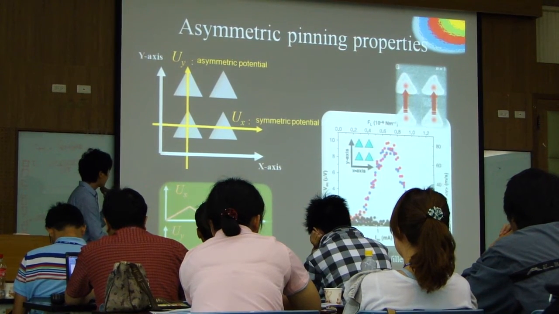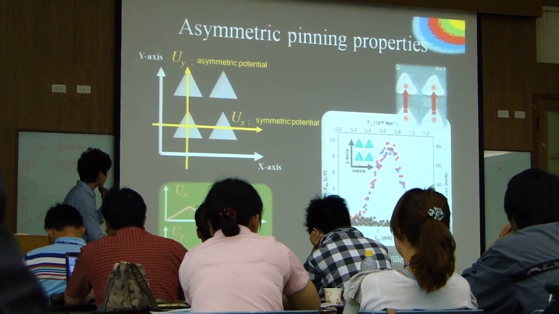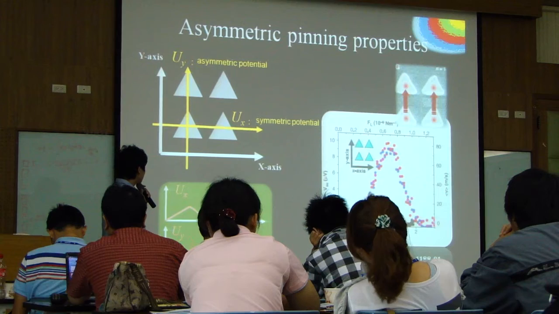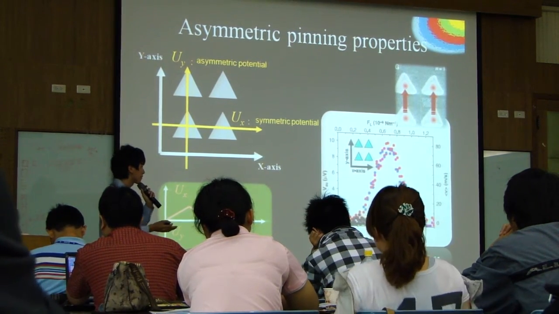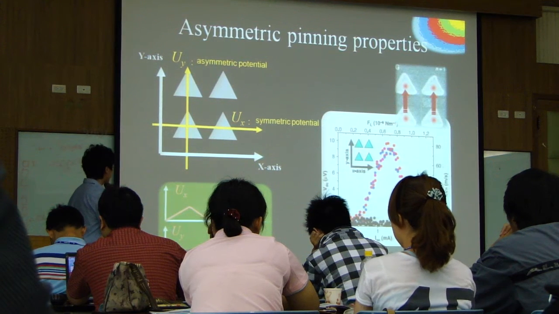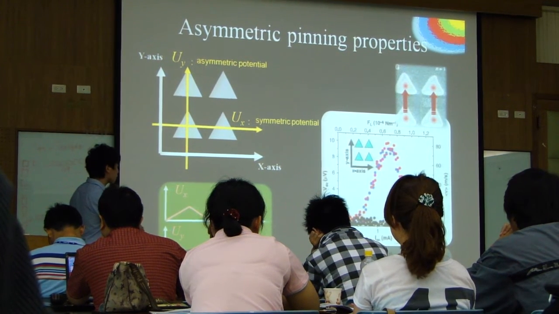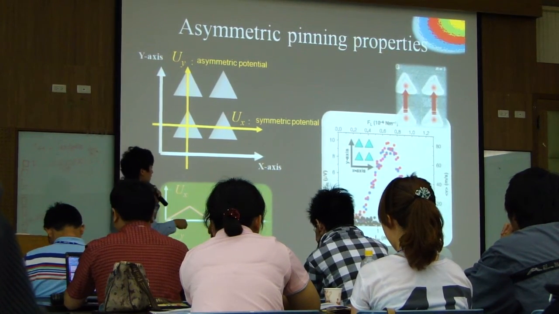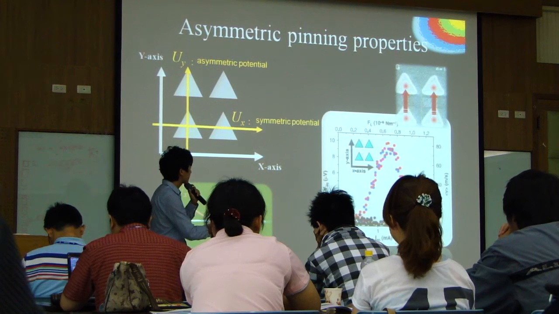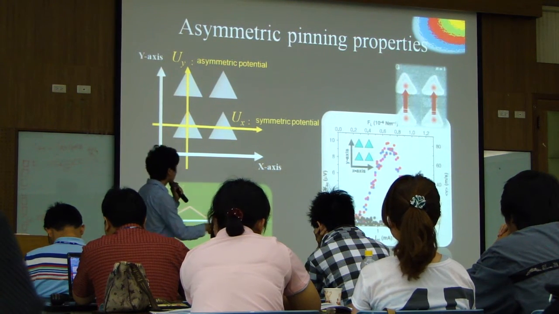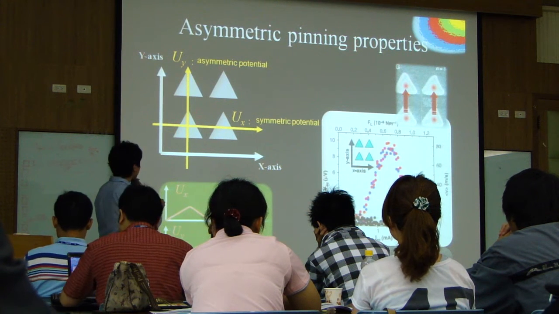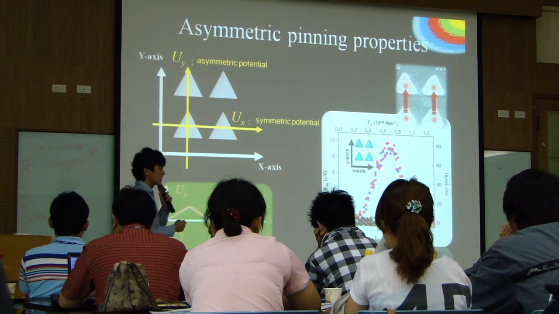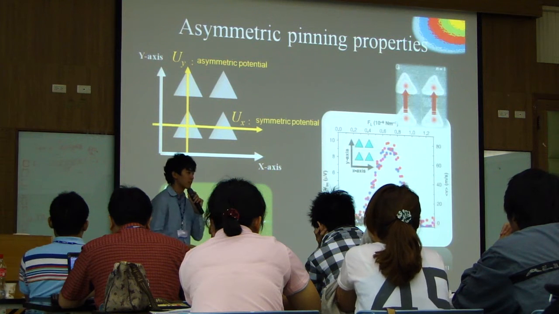So the vortex will tend to move to the right way, and hard to move to the left way. So the velocity of the vortex will be different. The velocity of the vortex moving to the right is higher than moving the other way. So we will measure a peak of the voltage here. We will measure different voltage if we inject a current in the x-axis or a current in the y-axis. And this effect we call the rectified effect.